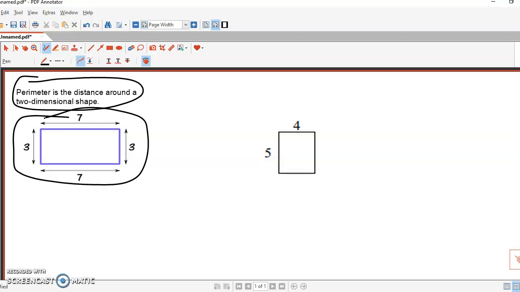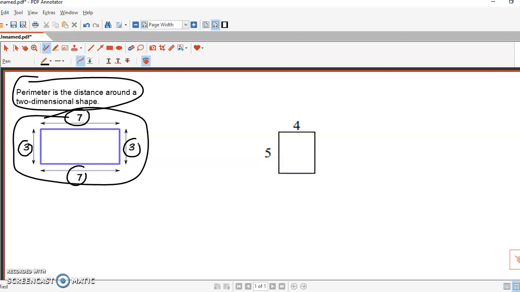You'll notice that this rectangle has side lengths of 7, 3, 7, and 3. You'll notice that the two parallel sides are the same length, so they're both 7. And let's just use meters today as we're talking about this. So we're going to say 7 meters and 7 meters. These two side lengths are both 3. They're parallel sides, so they're both going to be the same length.